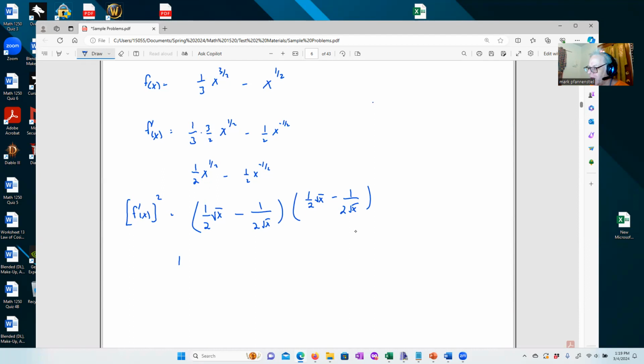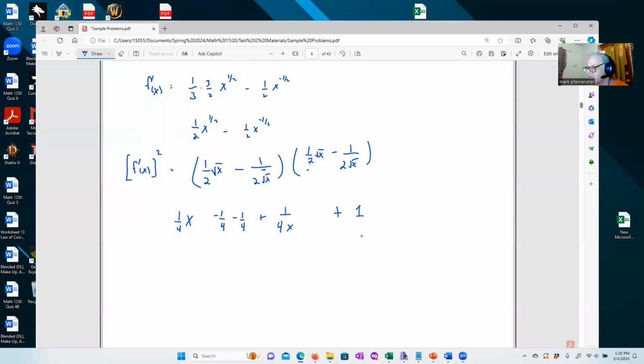So we end up with 1/4 square root of x times square root of x, which is just x. We end up with our cross terms. Half times half is going to be minus 1/4, and the square root of x and 1 over square root of x are going to cancel. The other cross term is going to be minus 1/4. That's this guy and this guy. And now we're going to end up with a plus 1/4x as such. Now we're going to think about adding 1 to this thing.